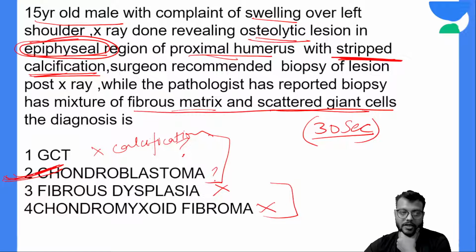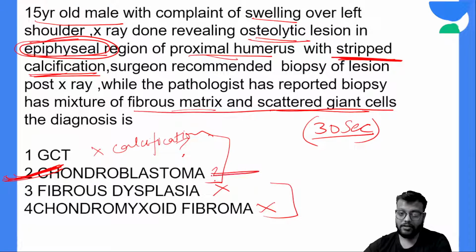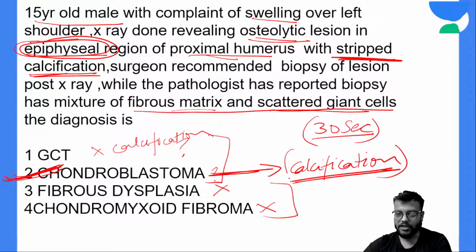So there is one more tumor apart from GCT in which you can see scattered giant cells on histopathological imaging, and this is your chondroblastoma. And remember this stripped calcification. Okay, this is the characteristic feature of chondroblastoma which makes the diagnosis here chondroblastoma, not the GCT.